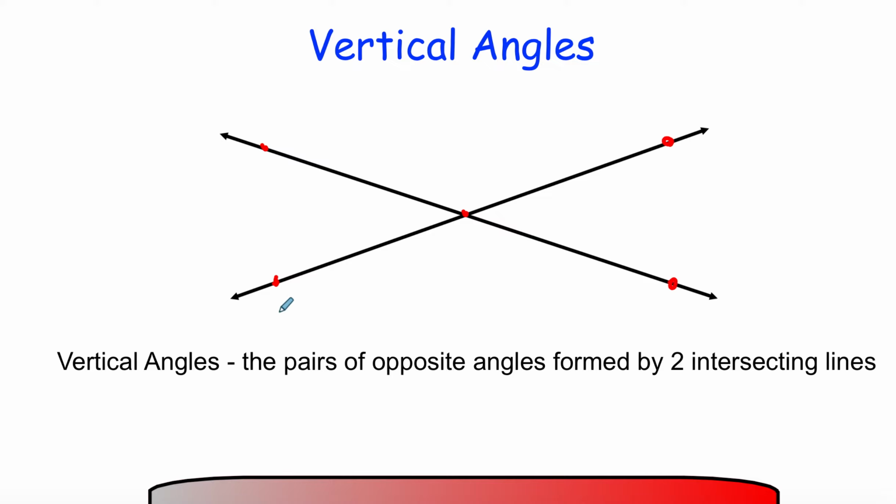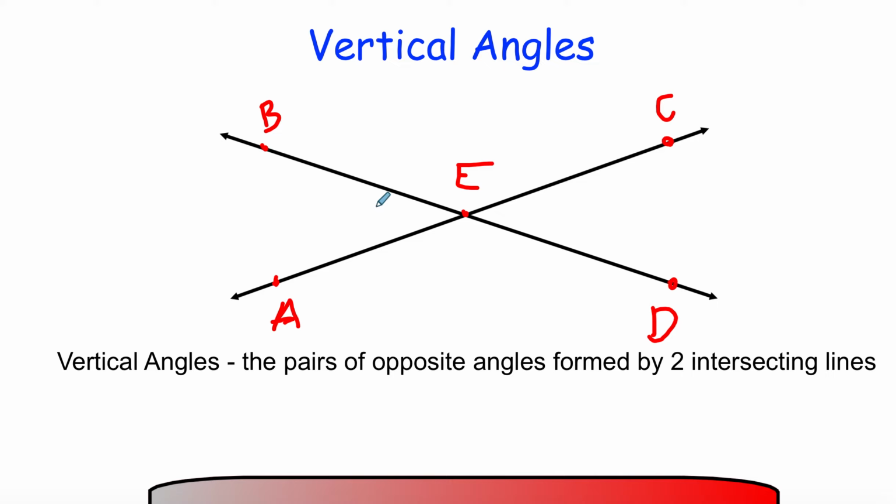Okay, and then I'm going to name all of these points. This is going to be A, this is going to be B, C, D, and E. Okay, and here's what happens. When two lines intersect, they form two pairs of opposite angles.